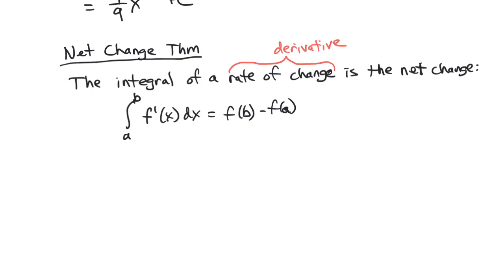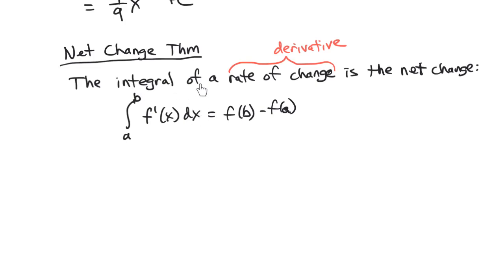So it says the integral of a rate of change is the net change. The integral of a derivative is the net change. Notice this is the integral of a derivative, f prime of x. Well, this makes sense if you think about it, because what's the antiderivative of f prime of x? F of x. And if you were to integrate this, we would get f of x evaluated.